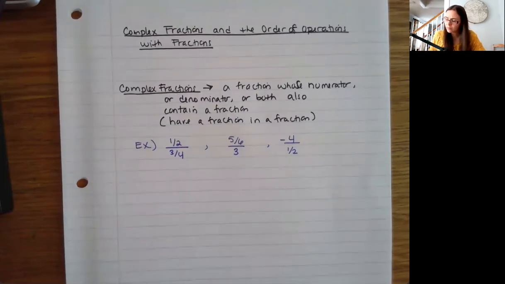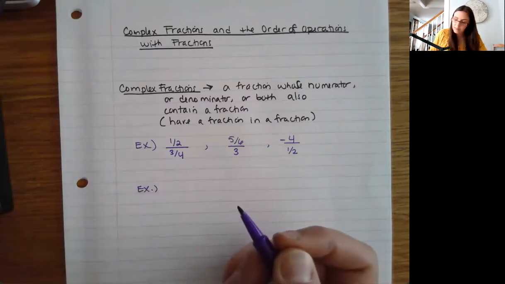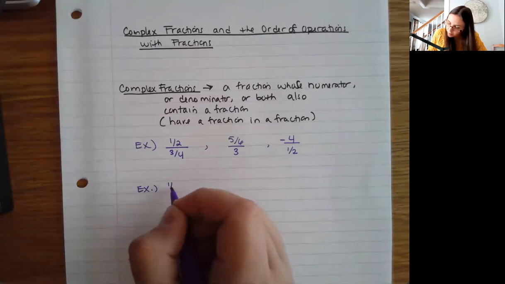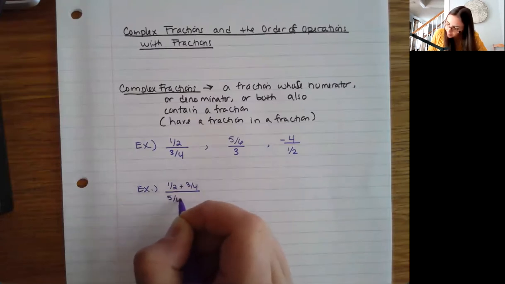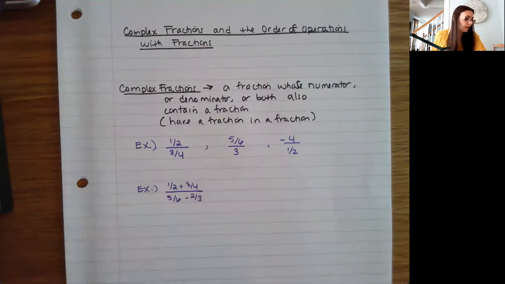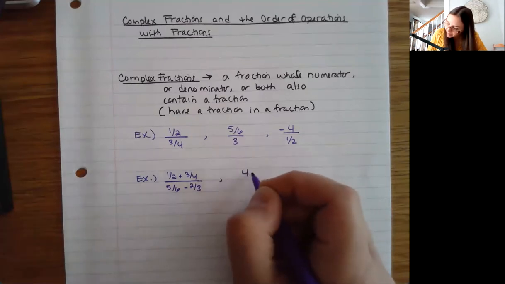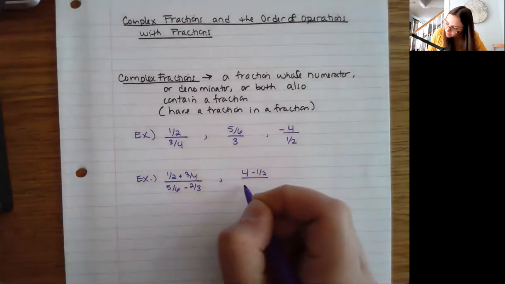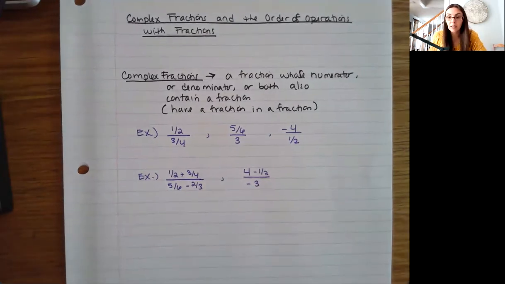And we can also get more involved here too. So we can actually even bring in operations. So you could have an example like 1/2 plus 3/4 over 5/6 minus 2/3. Right now we're getting really, really complicated here as well. Or maybe something like 4 minus 1/2 over -3. So again, really, really messy stuff. And how do we clean it up?